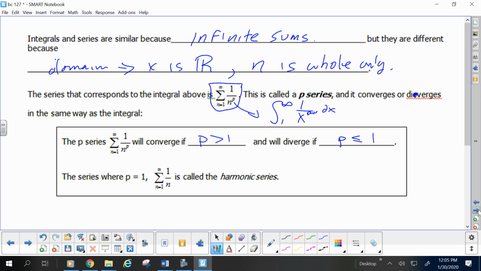The p-series 1 over n is the most famous series of all. 1 over n is called the harmonic series. I honestly don't know why it has that name, because it does not oscillate. But it is what it is.